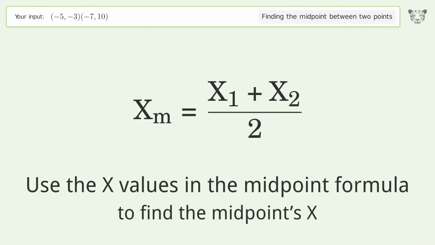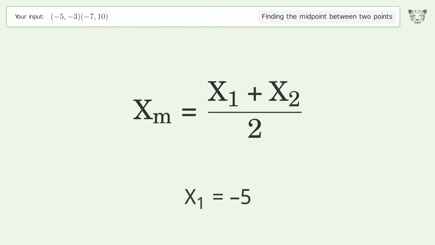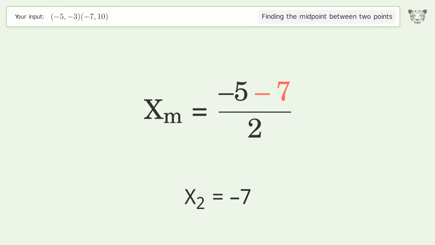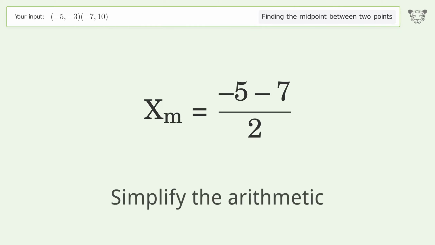Use the x values in the midpoint formula to find the midpoint's x. x1 equals -5. x2 equals -7. Simplify the arithmetic.